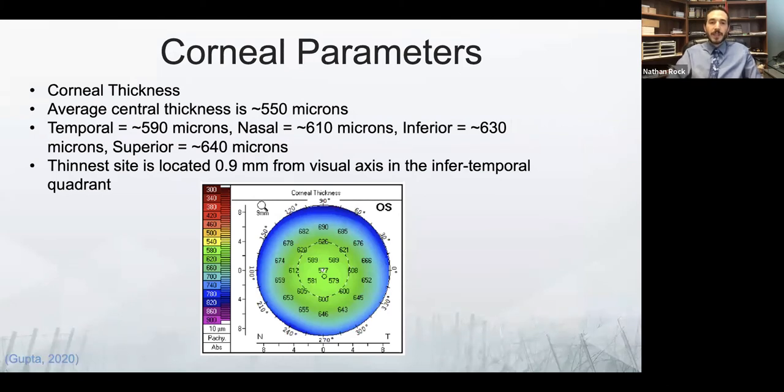Corneal thickness. Some topographers that we'll review do provide information about thickness of the cornea. The average central thickness of the cornea, as we know, is around 550. And this provides information about it in different quadrants. So temporal, we're around 590, nasal 610, inferior 630, superior 640. The thinnest site is located about 1 millimeter from the visual axis inferior temporally.